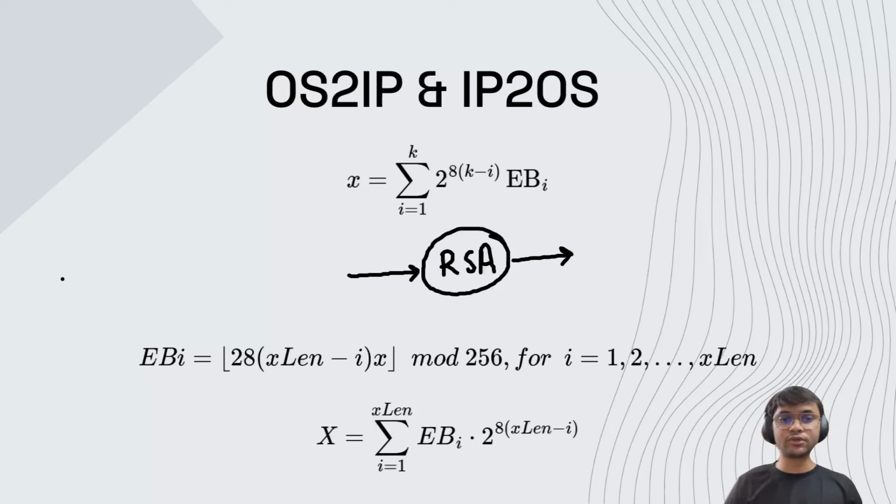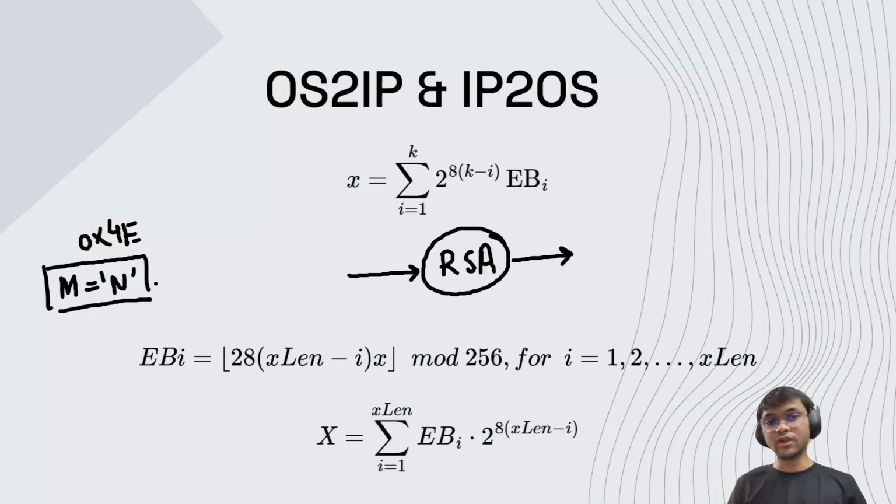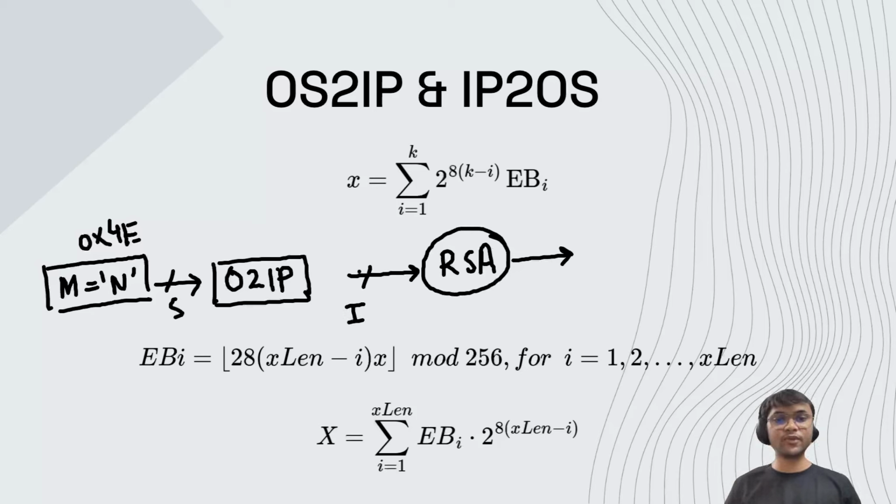Suppose you want to encrypt the plaintext N. This N is often represented as 0x4E in hex. Now this N is fed to a function called OS2IP, which is the octet string to integer primitive. This converts the string into its big endian integer representation. For our example N, the big endian representation would be 78.